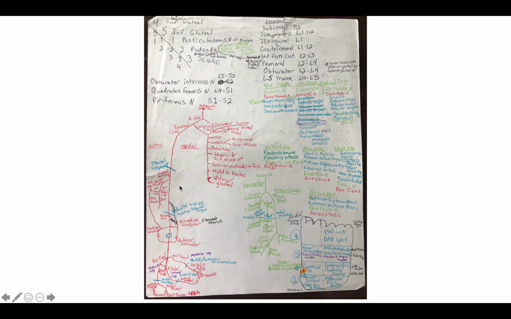Okay, so now that we got the blood supply knocked out, let's go into the nerves. I feel like the nerves are a little bit more straightforward to get down on this one compared to the arteries. And I will reference all of the muscles so that you can have an idea of what's going on there, okay?